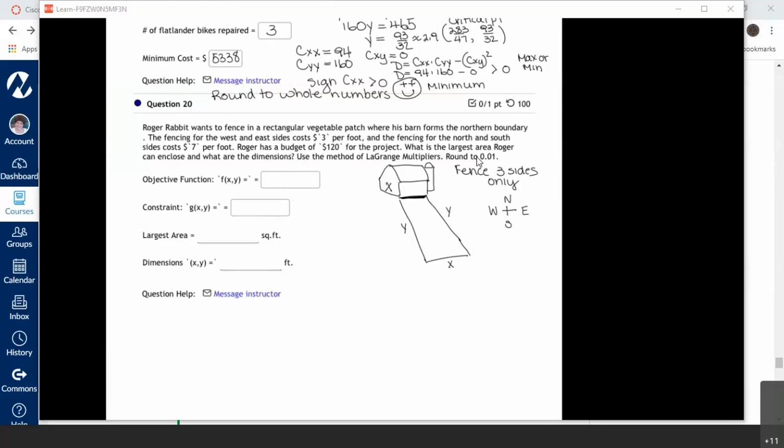Well, again, it's area. So you have to think, that means I have something I'm trying to maximize or minimize. That's given to you here: what's the largest area Roger can enclose? So this is going to be your objective function. So I'm going to ask you, say in words, what's the objective? What am I trying to do here?